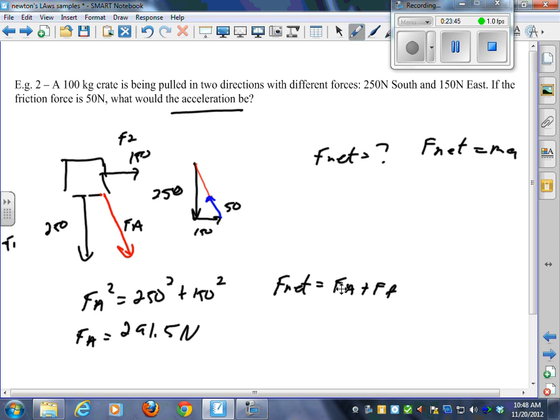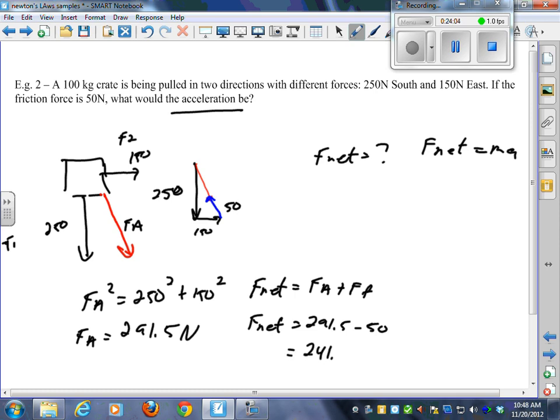Just slide it over a little bit. And then I'm going to write F net is equal to my applied force of 291.5. And then I'm going to write just minus 50. Are you okay with that? Instead of writing plus minus? So my net force is, of course, 241.5. Good?